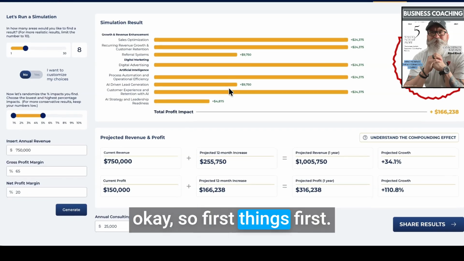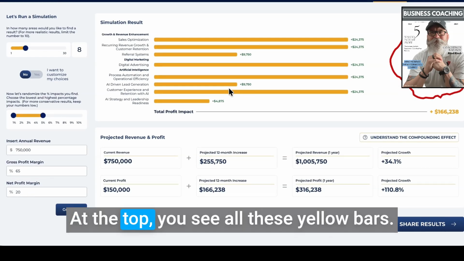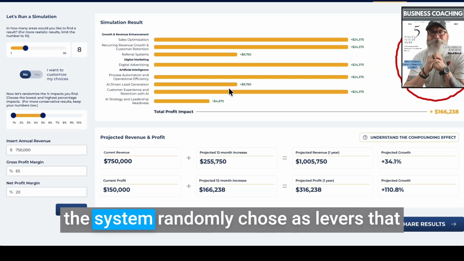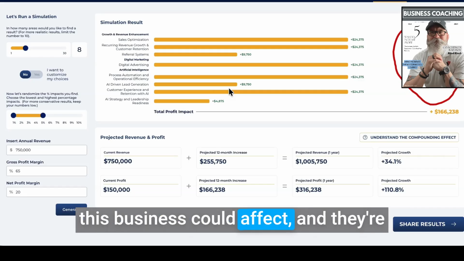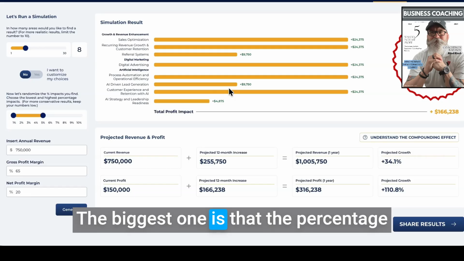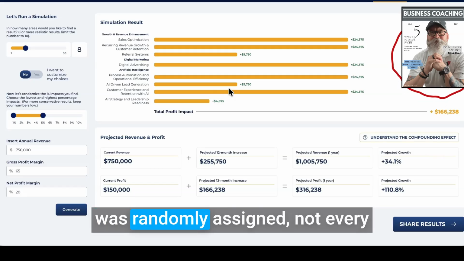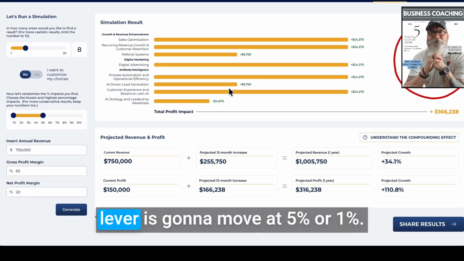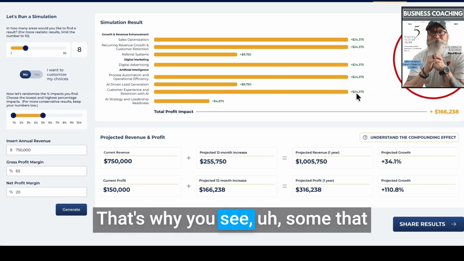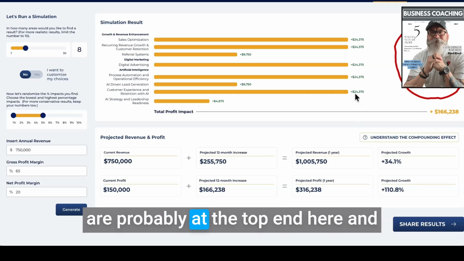Okay, so first things first. At the top, you see all these yellow bars. These are each of those 8 areas that the system randomly chose as levers that this business could affect. And they're at different lengths for a few reasons. The biggest one is that the percentage was randomly assigned. Not every lever is going to move at 5% or 1%. They're going to move throughout. That's why you see some that are probably at the top end here and some that are more in the middle.